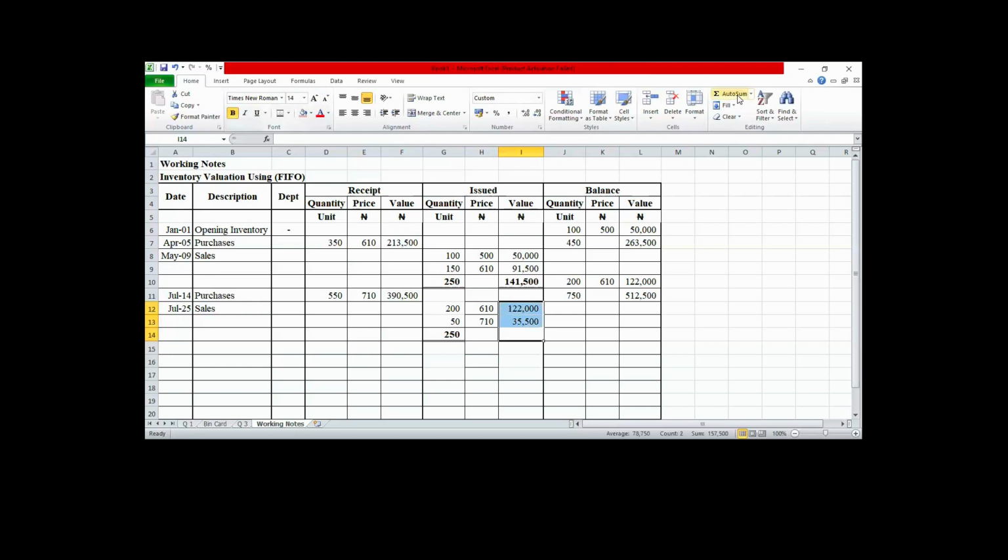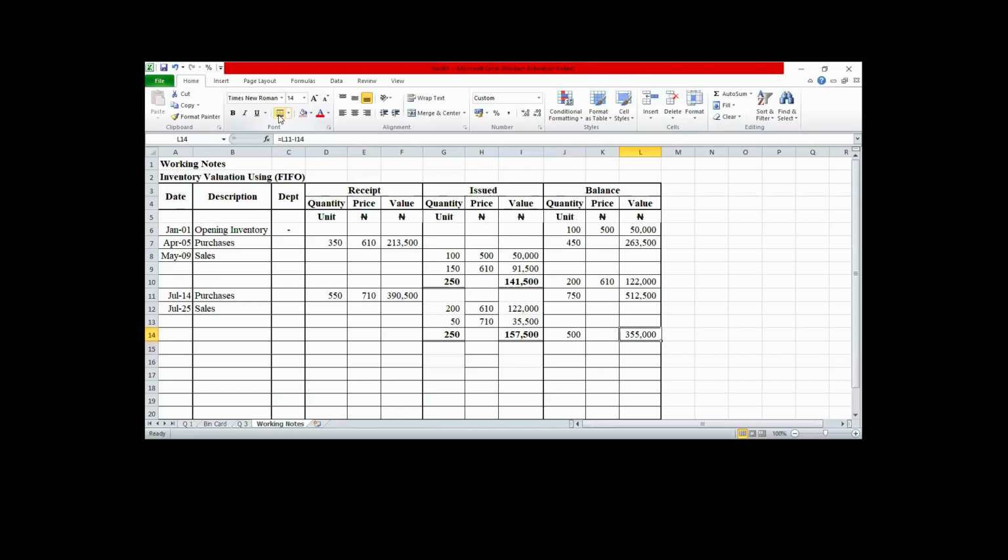What's the addition? The addition is 157,500. We now come here. Let's go to the store and reduce the unit. We now have from 750 minus 250. We have 500, right? Yes, sir. Then from 512,500 minus 157,500, what do we have? 355,000. Is that not so?